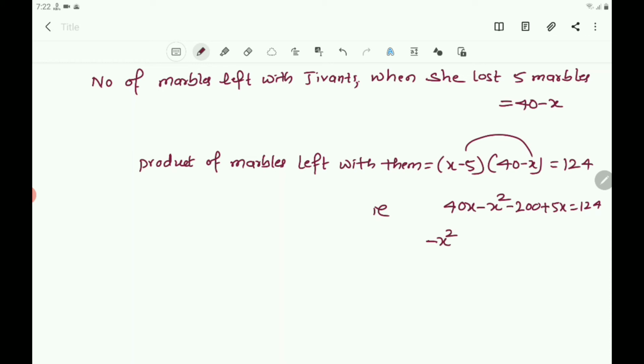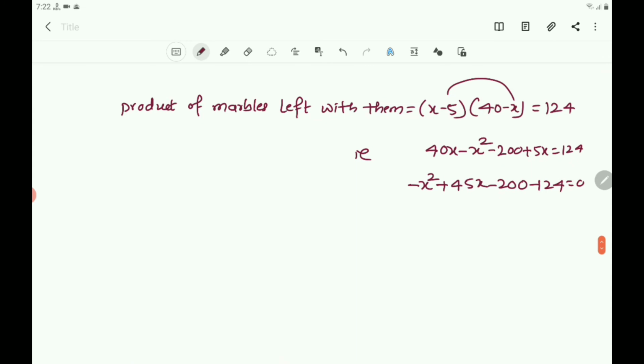So that becomes minus x square, 40 plus 5 is 45, plus 45x minus 200. Transfer that 124, minus 124 equals 0. So you get minus x square plus 45x and minus 200 minus 124. The sum becomes, because they have the same sign, minus 324 equals 0.